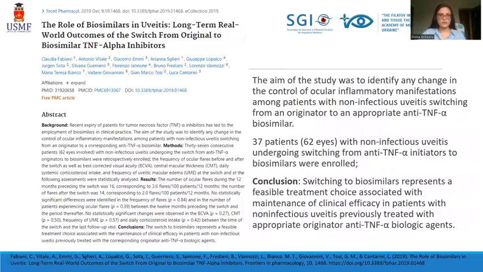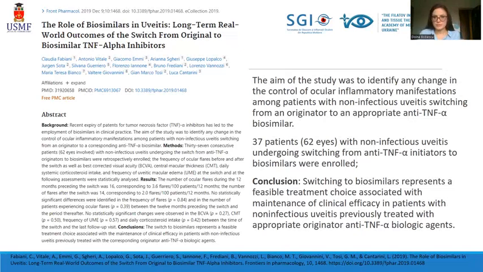Another study about the role of biosimilars in uveitis: long-term outcomes of the switch from original to biosimilar TNF-alpha inhibitors. The aim of the study was to identify any change in the control of ocular inflammatory manifestations among patients with non-infectious uveitis switching from an originator to an appropriate anti-TNF biosimilar.